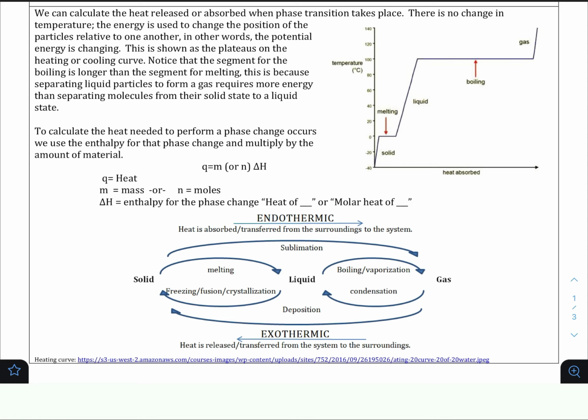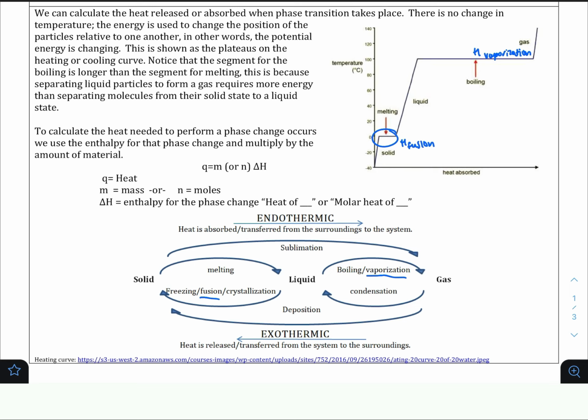Now, the main ones that we'll use are fusion and vaporization. We'll use fusion and vaporization a whole lot. So right here, that is also known as the H of fusion, and up here is the vaporization. Those are very common, but we have to be familiar with all of these words, even the fact that going from a solid to a gas is called sublimation, and going from a gas to a solid is called deposition.